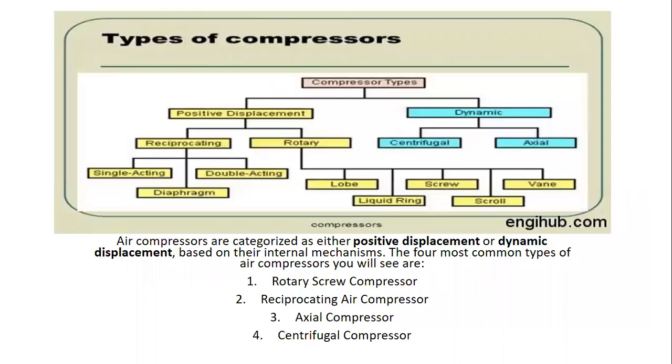That's what happens. What are the types of compressors that we have? We have the positive displacement compressor. On the left there, the ones on the yellow side, the positive displacement compressor is divided into reciprocating and rotary compressors. The reciprocating is divided into single acting, double acting, and diaphragm compressors, while the rotary compressor is divided into lobe, screw, and vane compressor.